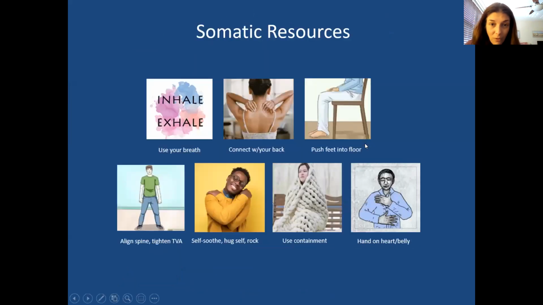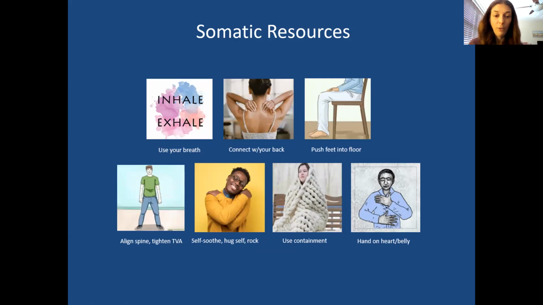Okay, so just a quick reminder, here are some somatic resources we could draw upon. So using our breath, right? So that could help us calm down into our window of tolerance, kind of relax a little bit more. Connecting with your back, so pressing your back against something so that you feel a little more secure back there. Pushing your feet into the floor so you feel more grounded. You could at the same time also align your spine or tighten your TVA, which is that muscle that kind of wraps around your abdomen and your back, and kind of gaining a little strength that way, a little lift.